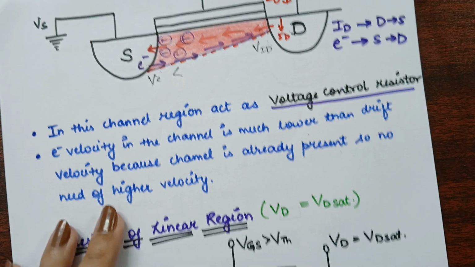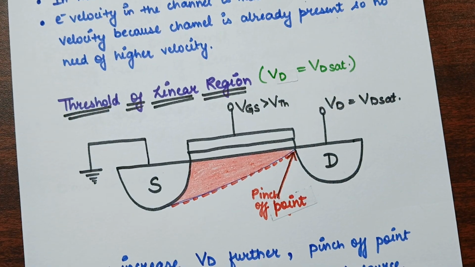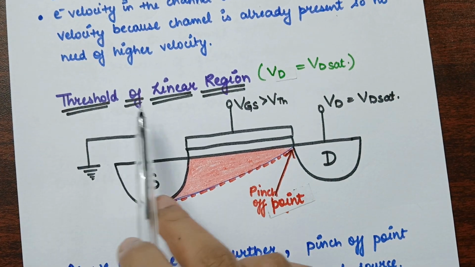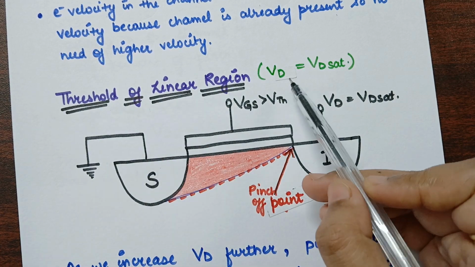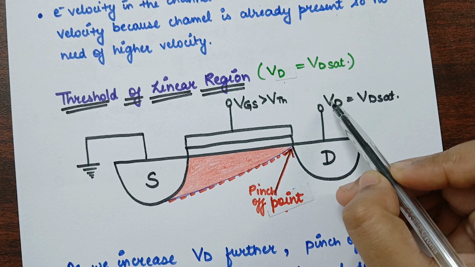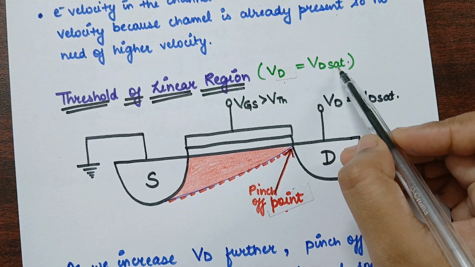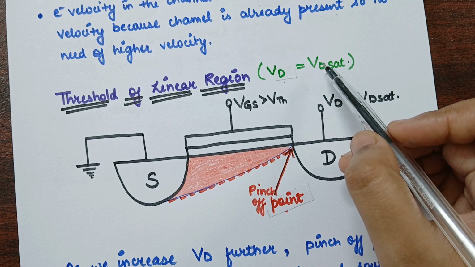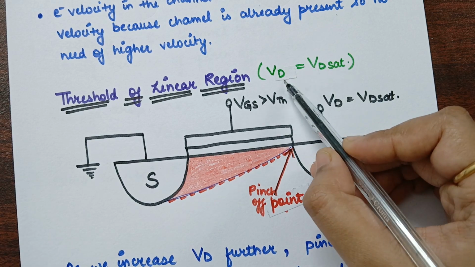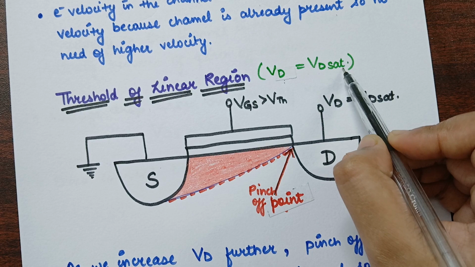Okay, now the next thing we have to study in this linear region is the threshold of the linear region. What happens at the threshold of the linear region? The drain voltage VD is equal to VD sat, that is, VD saturation. It is a condition in the linear region when VD is equal to VD sat.